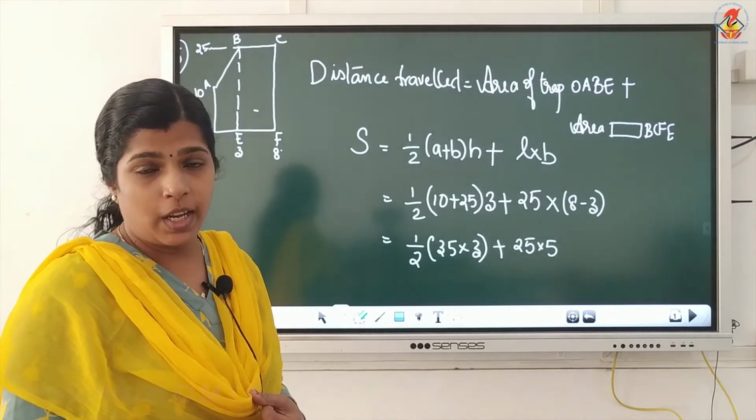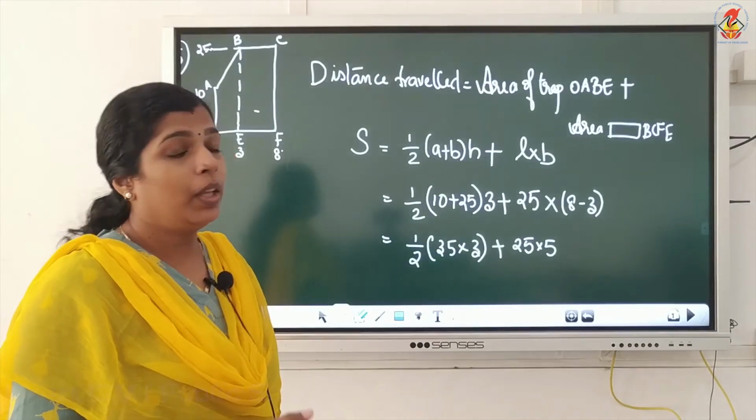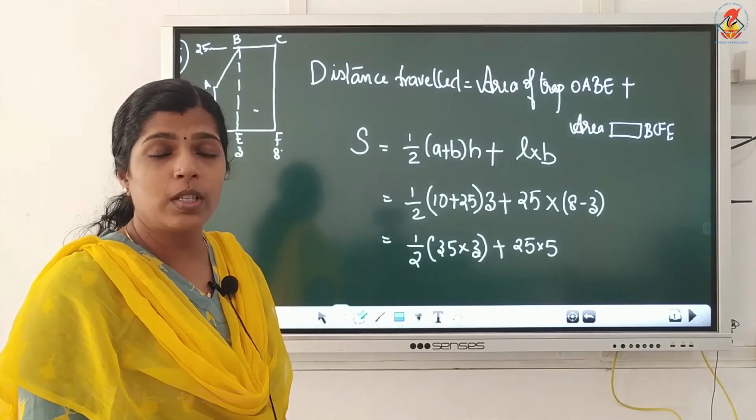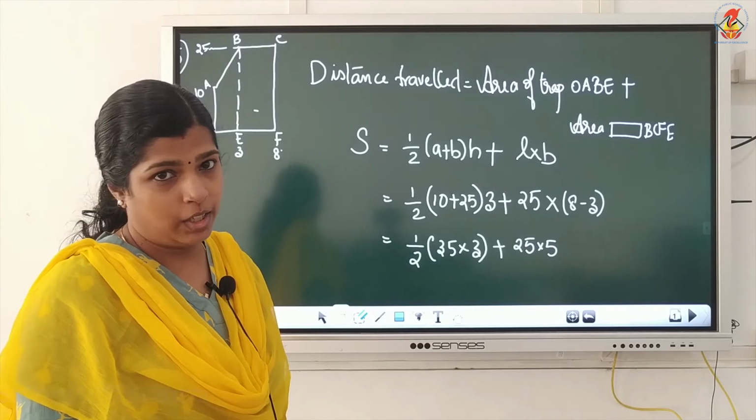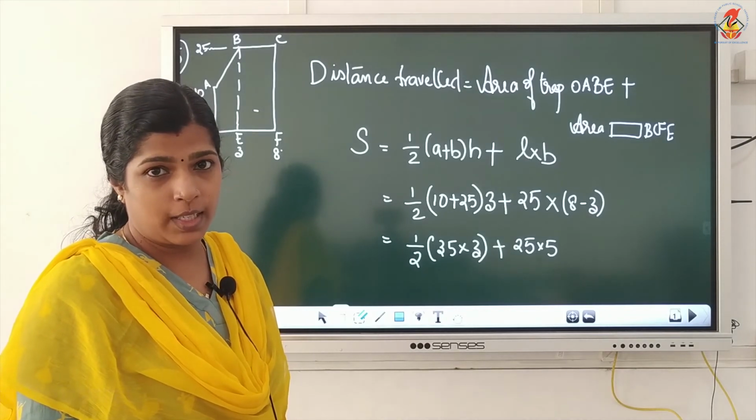If it is a straight line sloping in the downward direction, means towards the time axis, then the acceleration is negative, negative acceleration.